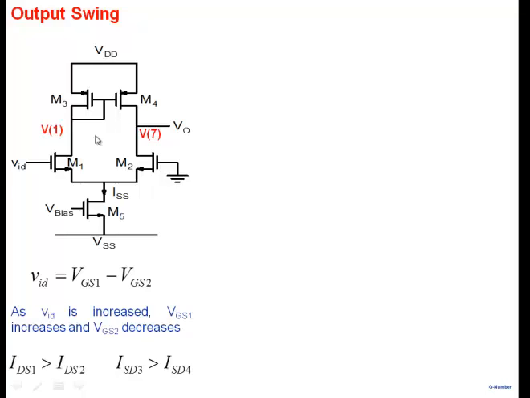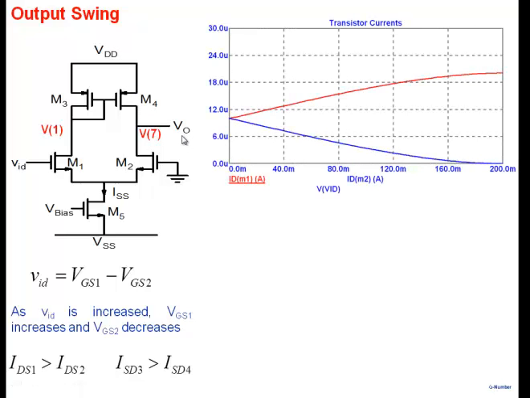V0 is VDD, right? So what you're seeing is, as you increase VID, more and more of the current ISS will shift here and V0 will start approaching VDD. Eventually, everything flows into M1. Current here is 0 and V0 is equal to VDD, right? So that's what is happening here.